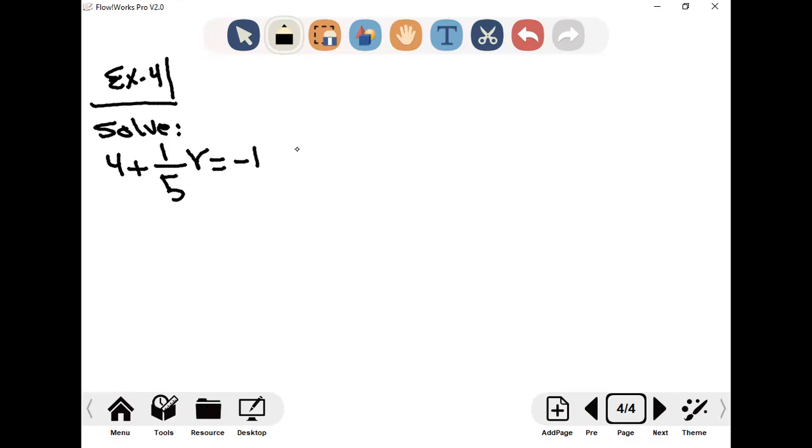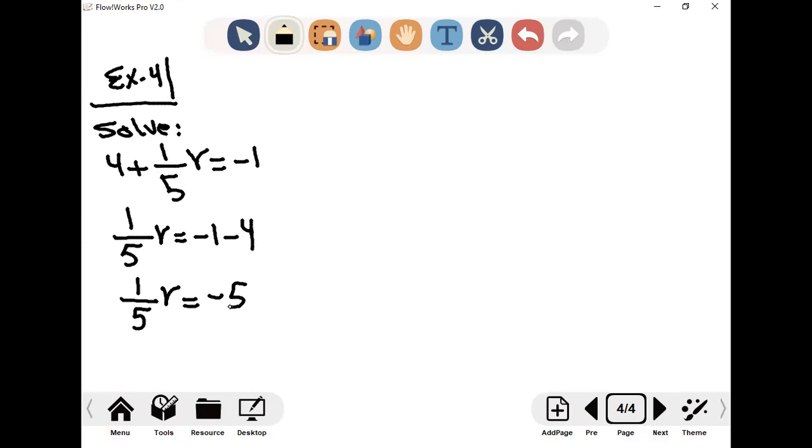So 1 over 5 r equal -1, -4. Right? Now 1 over 5 r equal -1, -4. We add and put the same sign, right? -5. Now focus a bit here, look at the board.